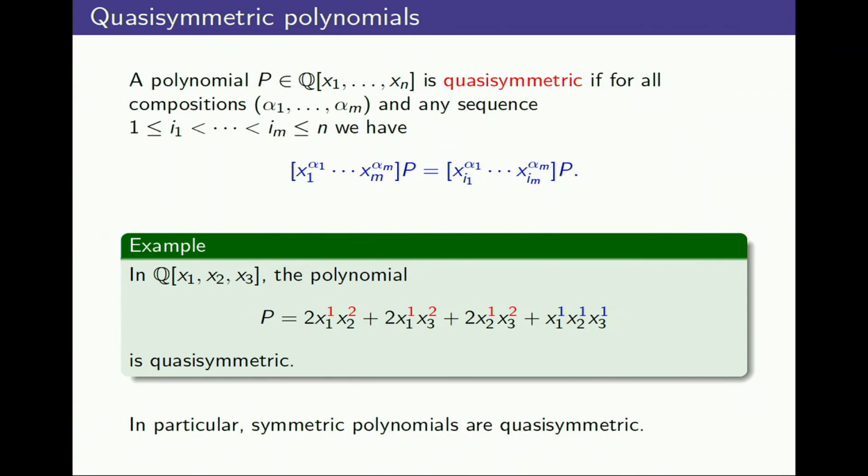So here's a quasisymmetric polynomial in 3 variables. The indices are always ordered in increasing order, so you notice the exponents are the same, and so are the coefficients 2, 2, 2, and this has coefficient 1. So this is a quasisymmetric polynomial. In particular, symmetric polynomials are certainly quasisymmetric.